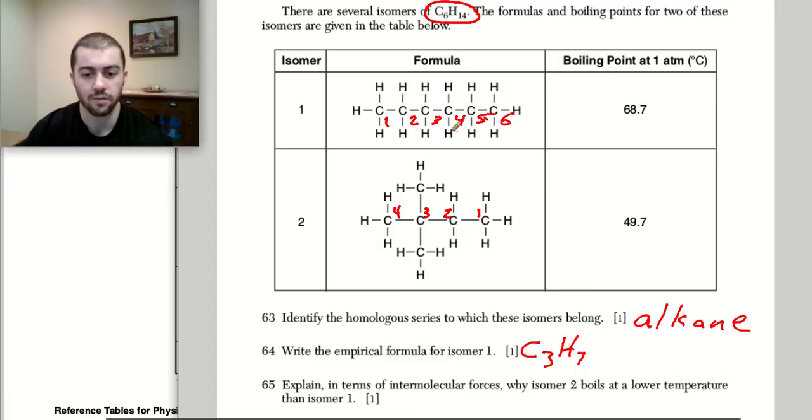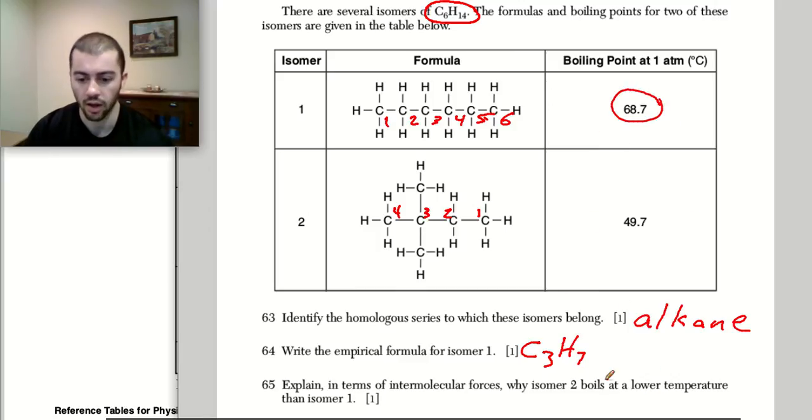So because this first isomer has a longer chain than the bottom isomer, it's going to be considered a bigger molecule in terms of van der Waals or London dispersion forces. So the longer chain you have, the bigger the molecule is considered in terms of van der Waals or London dispersion forces. So the longer chain you have, the stronger those van der Waals forces are going to be, because the bigger the molecule, the stronger the van der Waals forces will be. So here we have a longer chain. That's why we have a higher boiling point for this one.